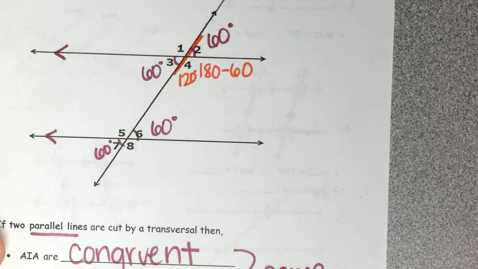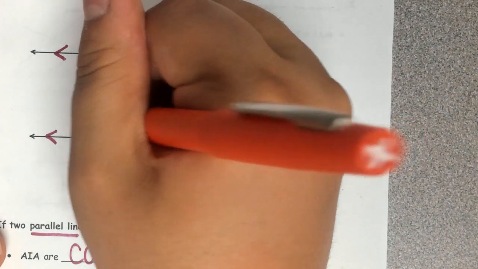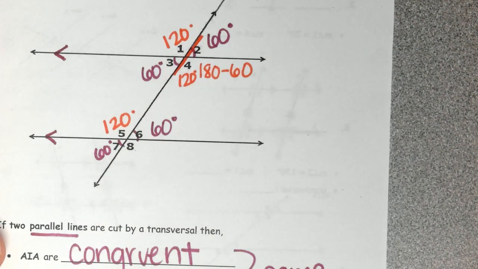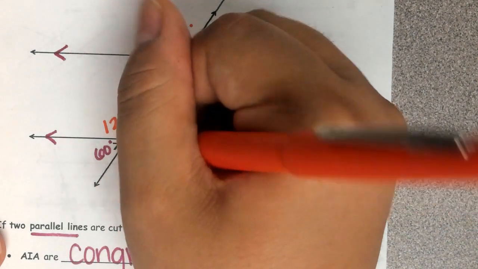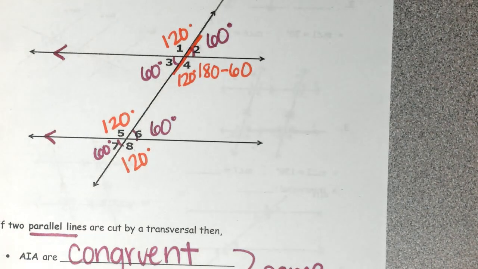If angle 4 is 120, angle 1 is 120 degrees. If angle 1 is 120 degrees, angle 5, its corresponding angle, is 120. If angle 5 is 120 degrees, what's angle 8 to angle 5? Vertical angles. Do you see how all I did was give you one number and you could figure out the whole thing? That is what we are going to be doing today. I'm going to give you one number and you're going to have to figure out what everything else is.